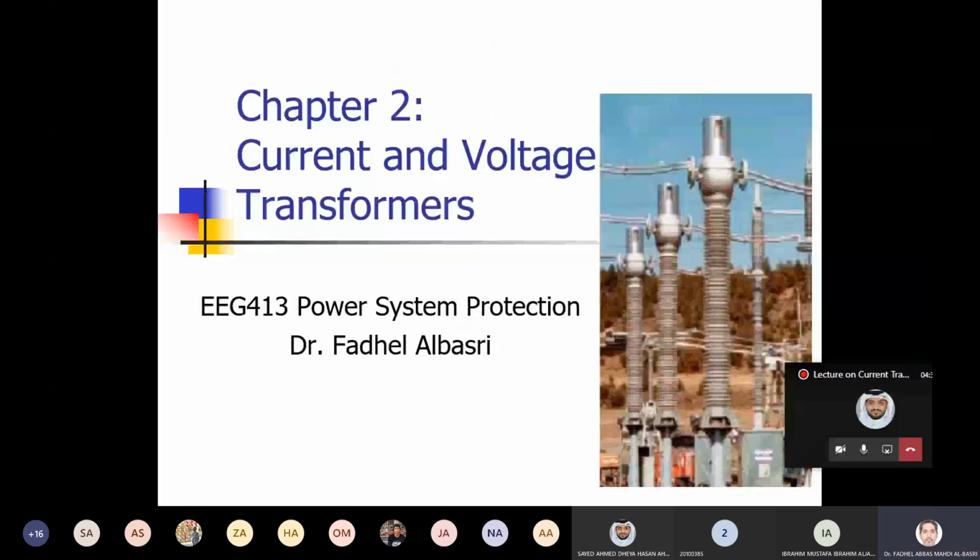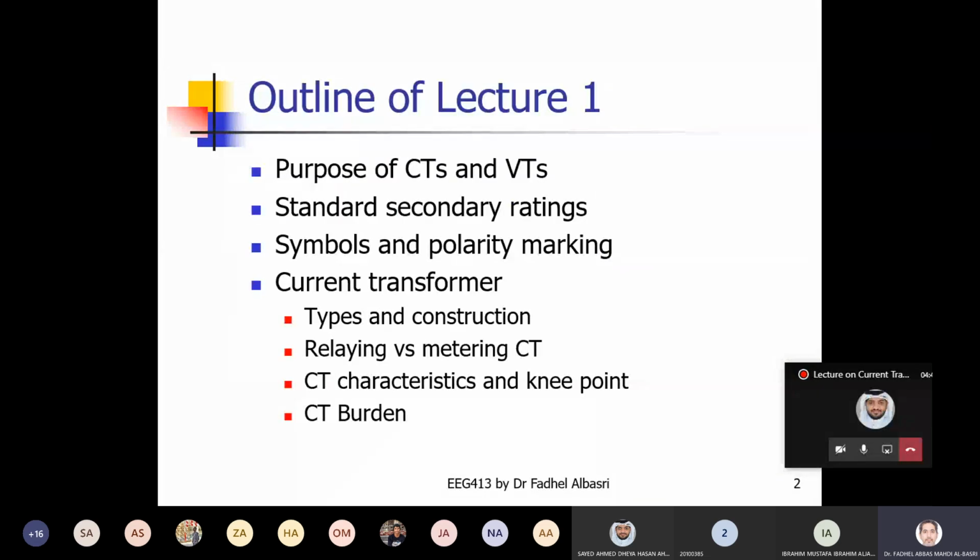So what I'll cover in this chapter is the following. What's the purpose of the CTs and VTs? This generally I already mentioned in the previous lecture. Standard secondary ratings, also I mentioned about it in the previous lecture. Symbols used for the CTs and VTs, and the polarity marking.